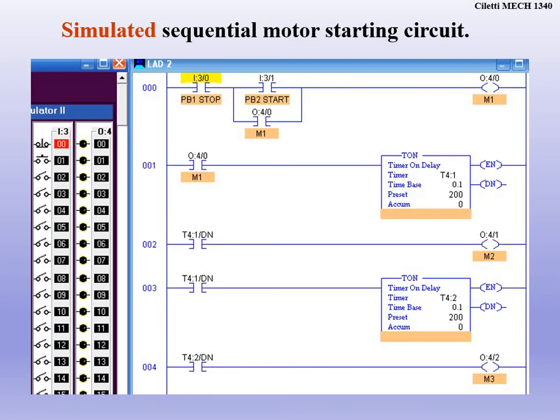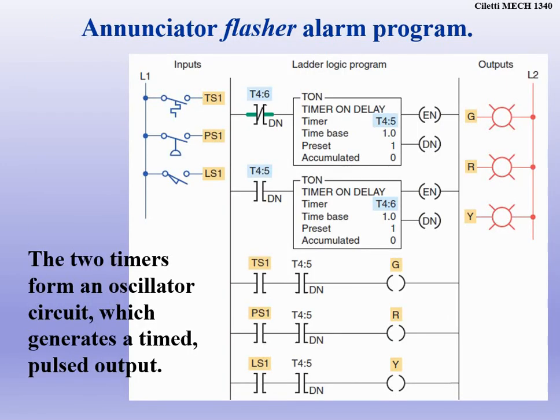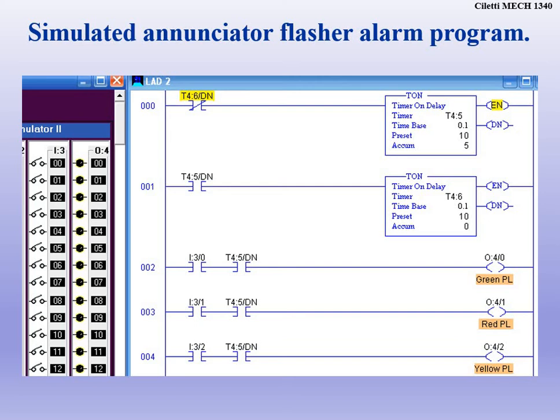Okay, so we can use a flasher alarm for a timer and have it pulse on and pulse off, and we're going to get into that a little bit more, like I said, with the Siemens when we use pulse timers, and retentive pulse timers as well. And like I said, that's going to be in the next lecture.